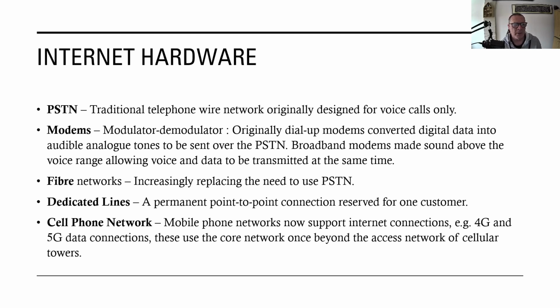Then you have the cell phone network as well. So mobile phones obviously now support internet connections. Originally they didn't, but we've got things like 4G, 5G now to allow for data connectivity. They use the core network once you've gone beyond what's called the access network. So your mobile phone has a radio transmitter and receiver in it. That will go to a cellular tower, and from the tower on, then it's using a network itself, and mobile data uses that network to send data around.